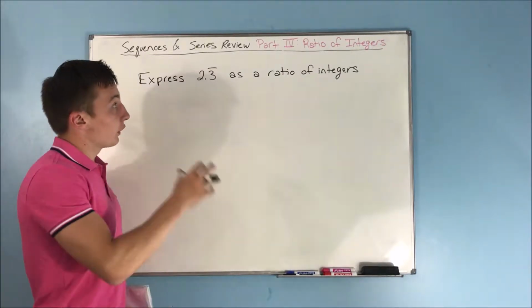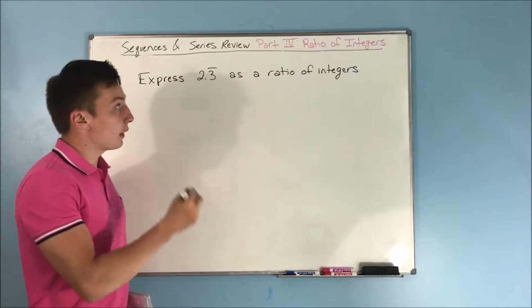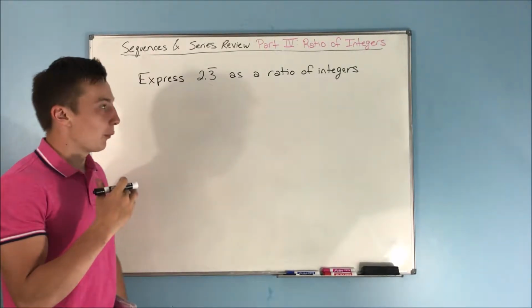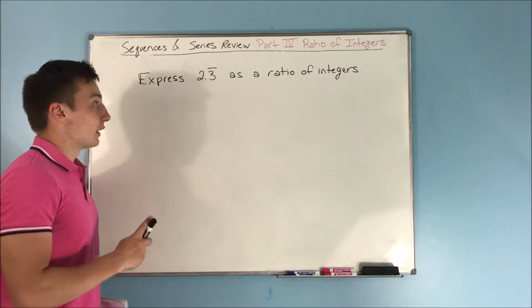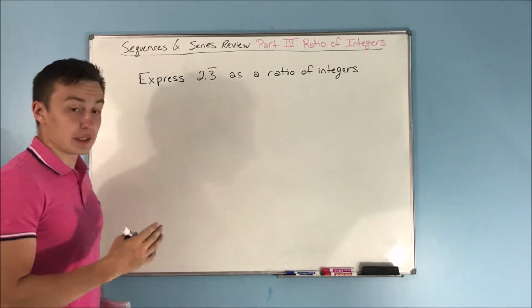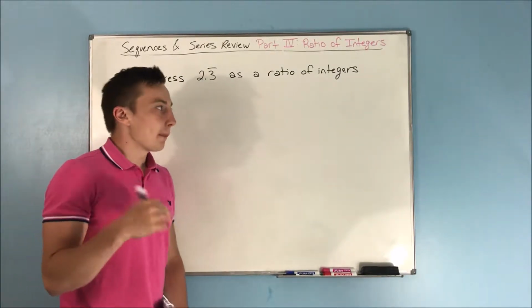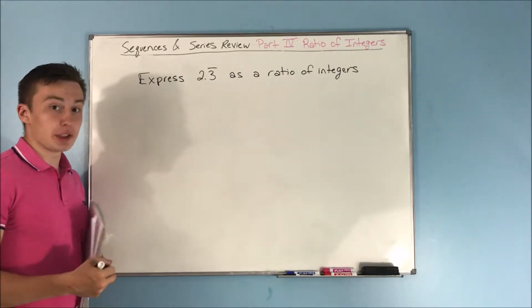Alright, so this video is going to be part 4 of our sequences and series review. This video will be on ratio of integers. I definitely feel like it's going to be more of a sneak attack question on a test or something like that, because it's definitely not the first thing that people think of to study. It's only covered briefly. So anyways, we want to express 2.3 repeating as a ratio of integers.